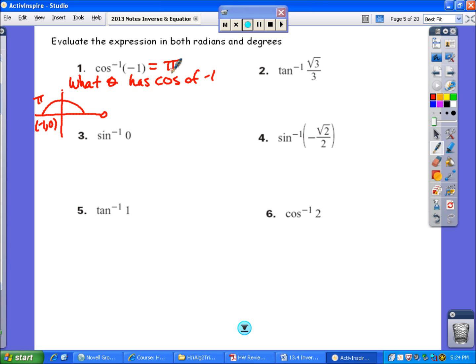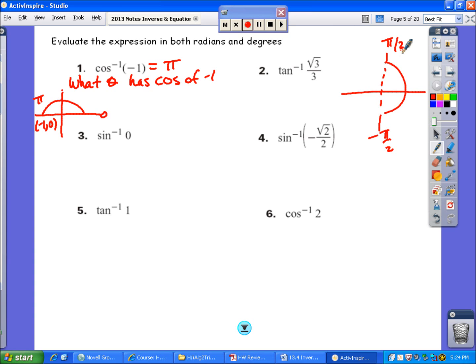Alright, let's try the second one. Tangent. We're restricted from negative pi over 2 to pi. What angle has a tangent of square root of 3 over 3? Should be the 30-degree family.